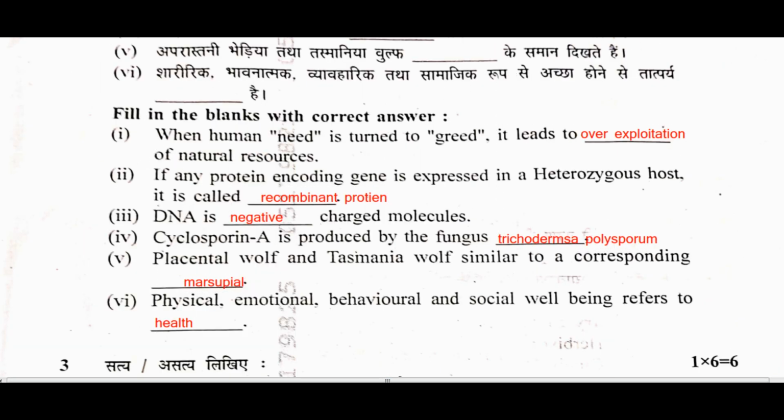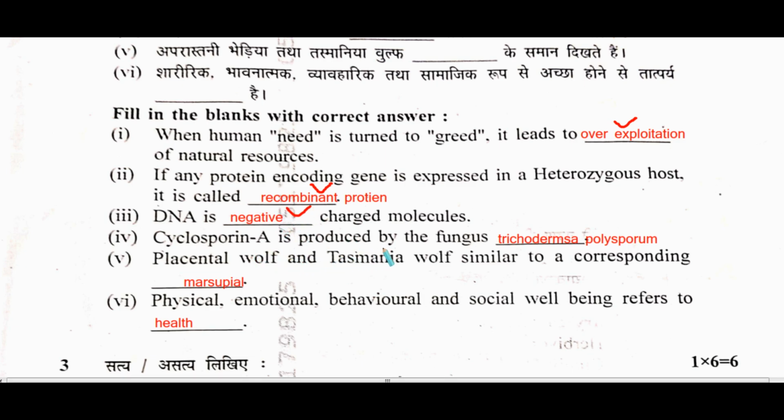The next question is fill in the blanks. When a human need turns into greed, it leads to over-exploitation of natural resources. If any protein-encoding gene is expressed in a heterologous host, it is called a recombinant protein. DNA is a negatively charged molecule.